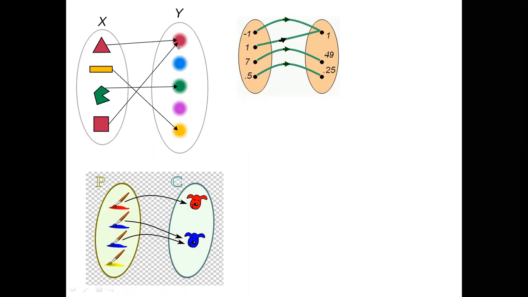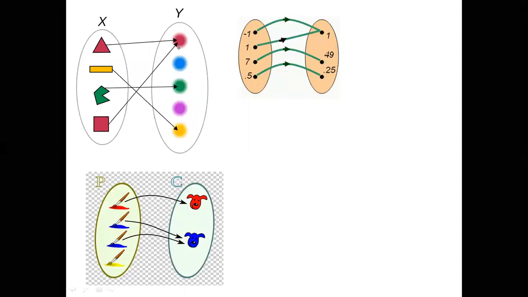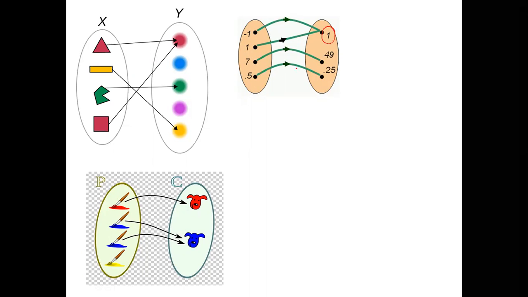That is the relation over there. Whereas if you see the second example, you can see 1 and minus 1 are mapped to 1. 7 is mapped to 49 and 5 is mapped to 25.